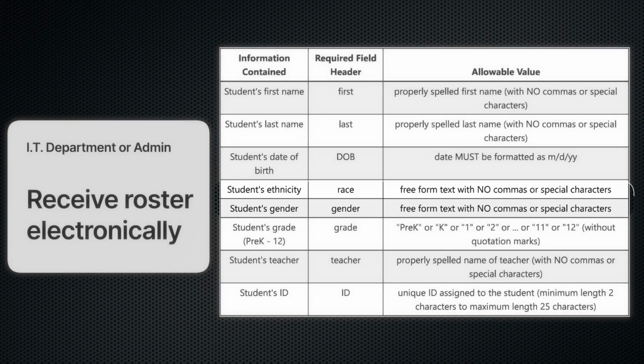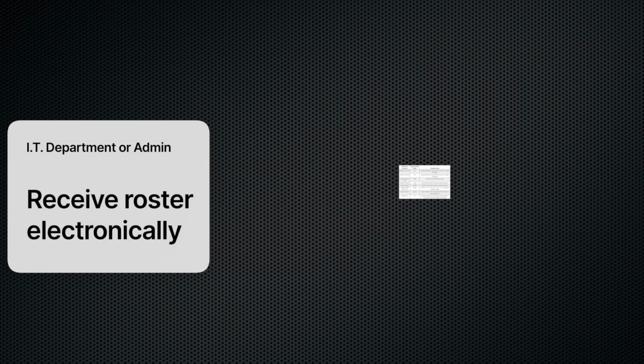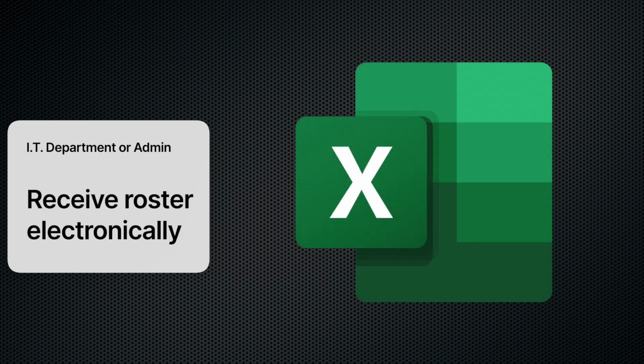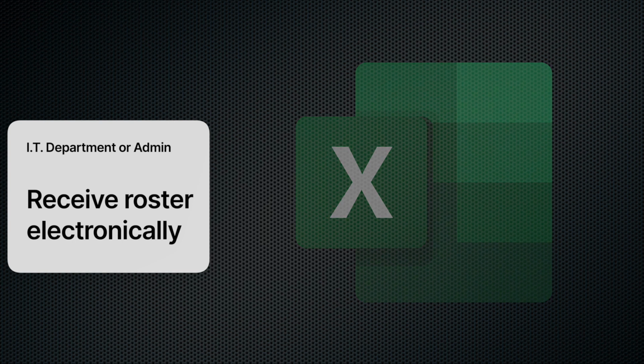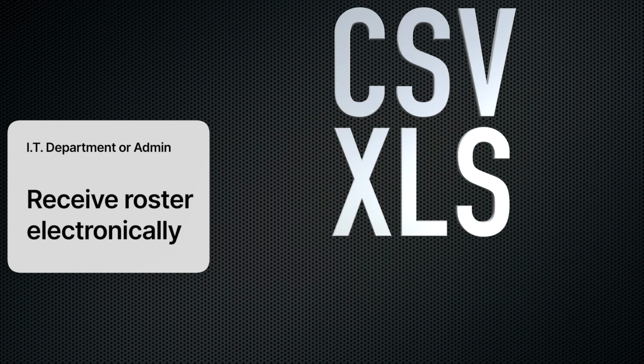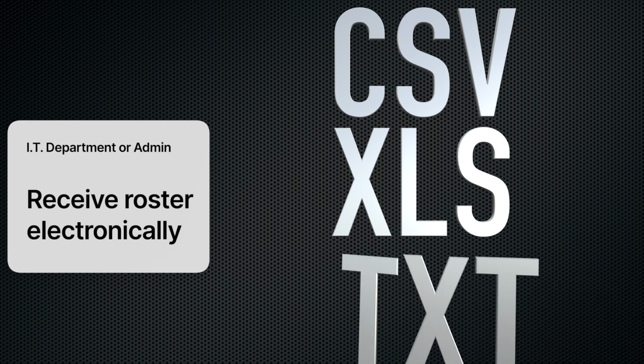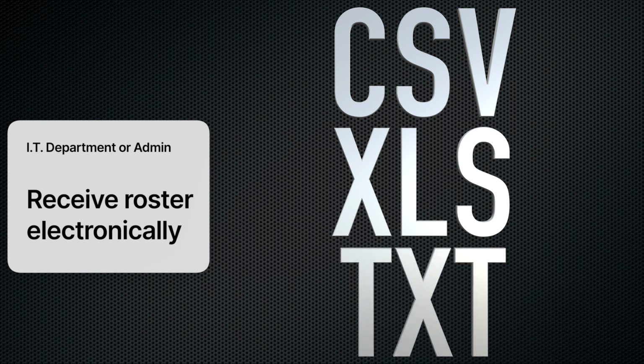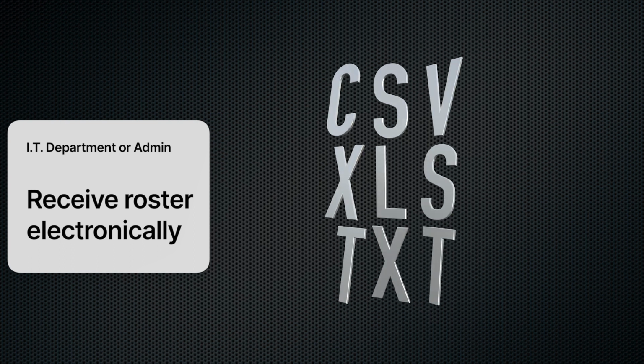The file you receive from your IT department must be capable of being opened by Microsoft Excel. While there are many types that are compatible, we recommend either a native Excel file, a comma-separated value file, or a tab-delimited text file. Your IT department will decide which file format to provide you.